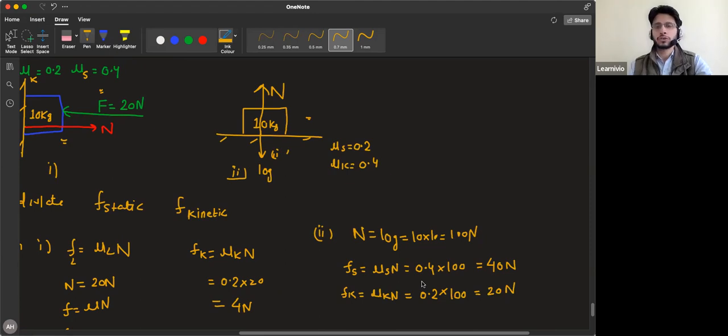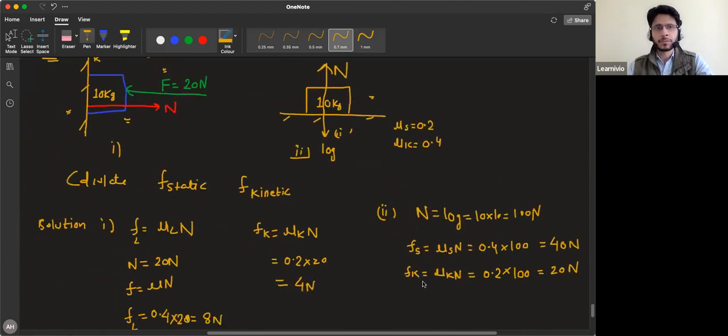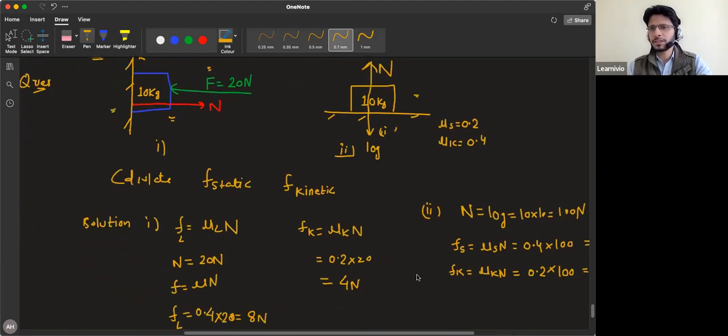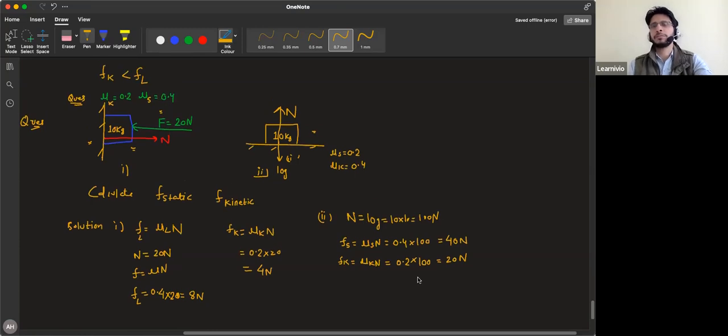So we have all forces. The next thing is, just note it down. Then we'll repeat the same question over an inclined plane. What will happen if the block is placed over an inclined plane?